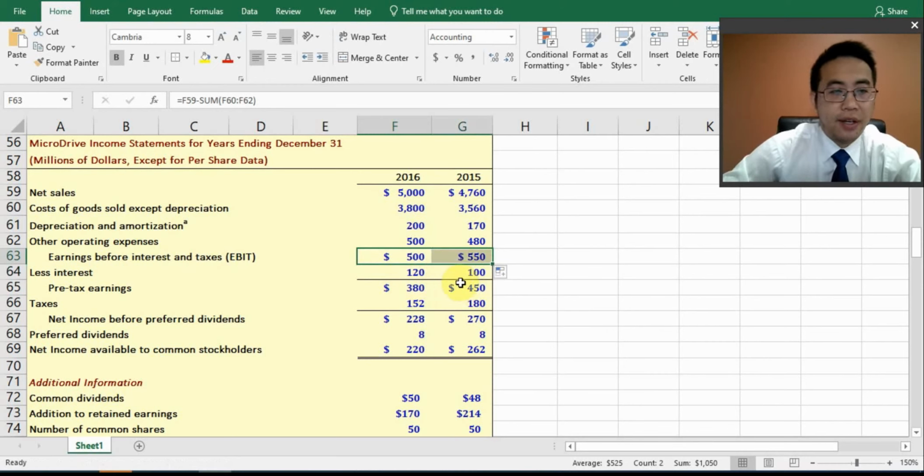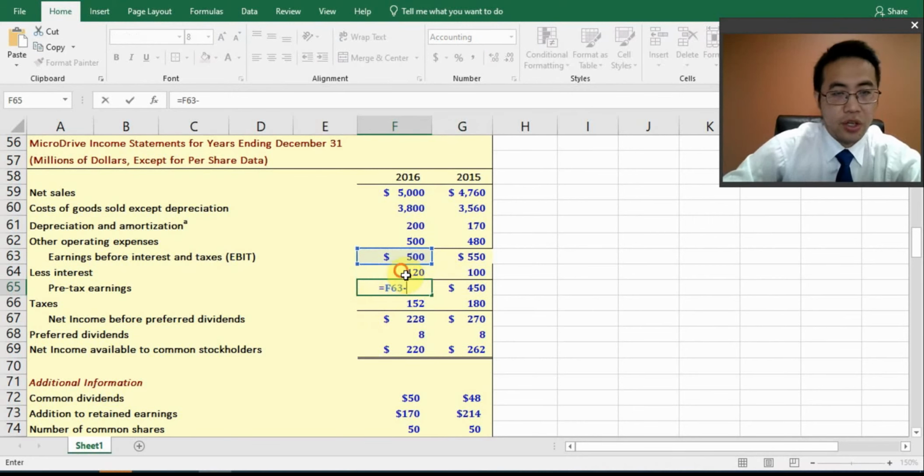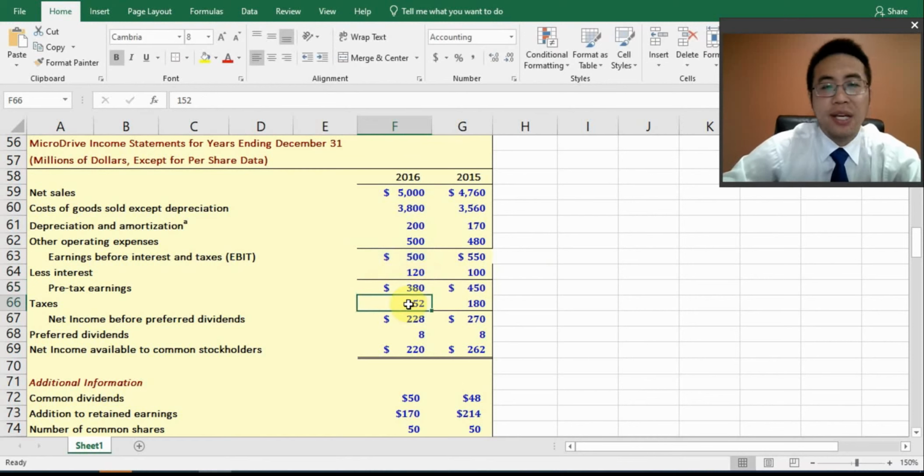And you also have interest, and I know that interest is charged upon the liabilities, but we don't have the interest rate, so I can't calculate the interest. So just do nothing for the interest. And then I'm going to use the operating profit minus interest as my pre-tax earnings, or EBT, earnings before taxes.